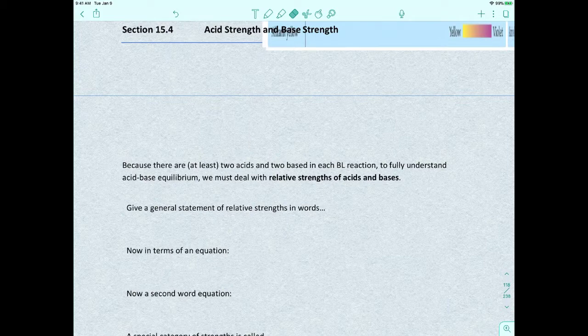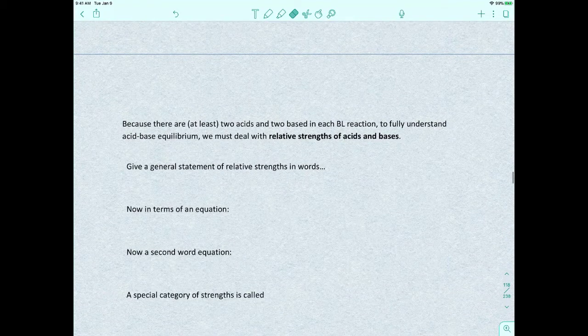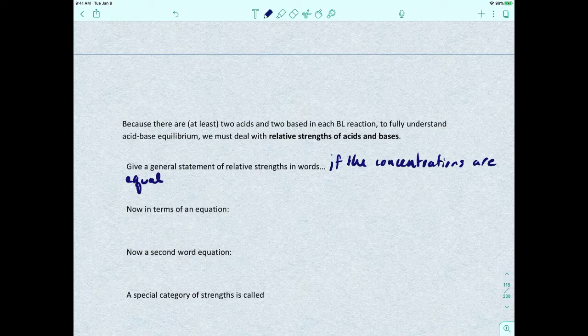What's the relative strengths of acids and bases? So let's give a general statement of relative strengths in words. Keep this in mind: if the concentrations are equal, the proton will always be transferred to the strongest base.